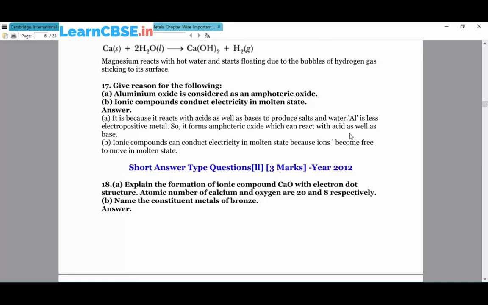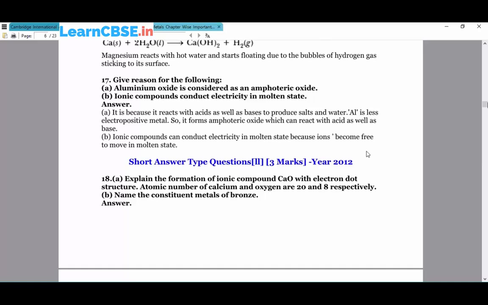Ionic compounds conduct electricity in the molten state. Ionic compounds can conduct the electricity in the molten state because the ions become free to move in the molten state, because it is in the liquid state.